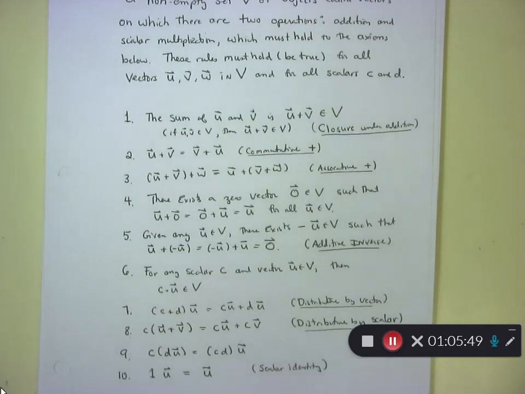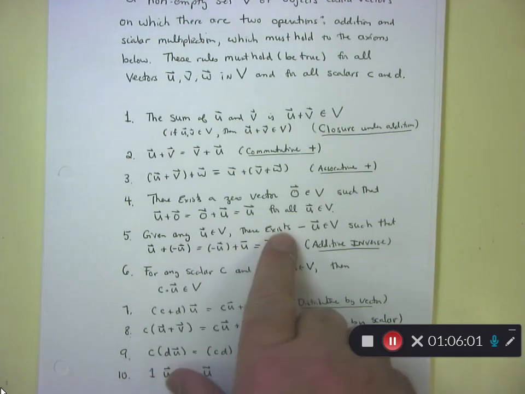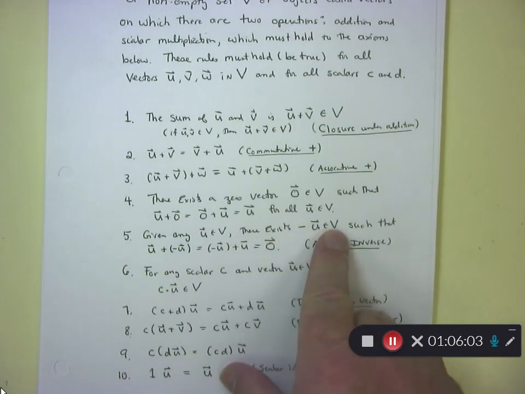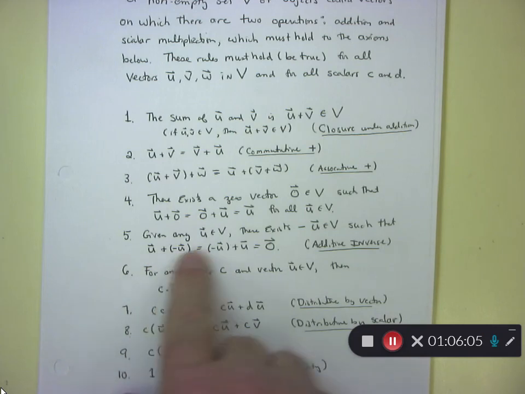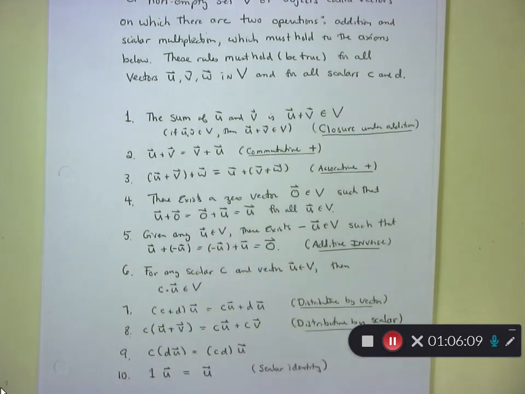Any kind of vector space has to have the additive inverse. For any vector u inside your space, there's going to exist a negative u inside your space, such that u plus negative u is equal to negative u plus u, which gives you back the zero vector.